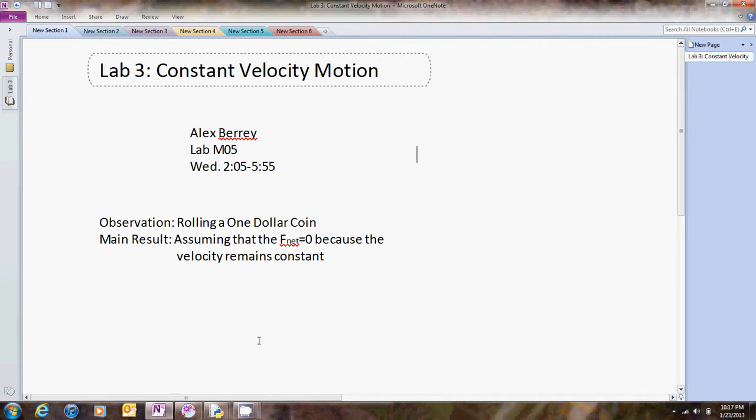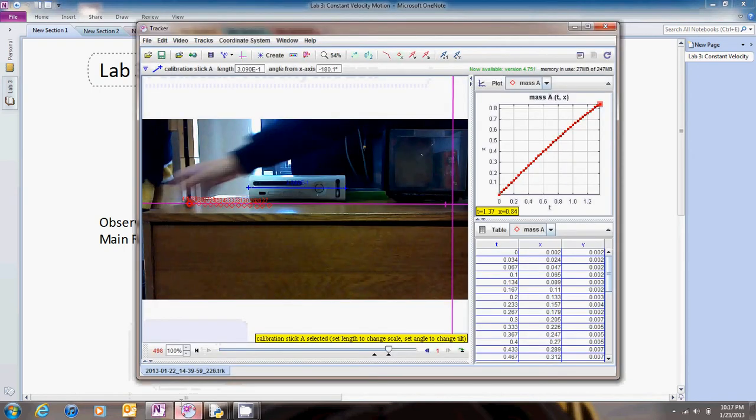I'm Alex Beret, and this is Lab 3 Constant Velocity Motion. I'm in Lab Section MO5, and I observed a rolling $1 coin on a table, and I applied the momentum principle and Newton's second law to the model when the net force equals 0 because the velocity is constant to predict motion. Here's my video.